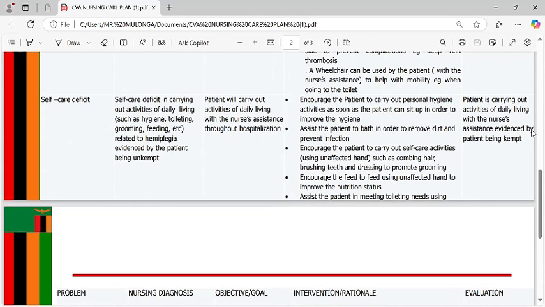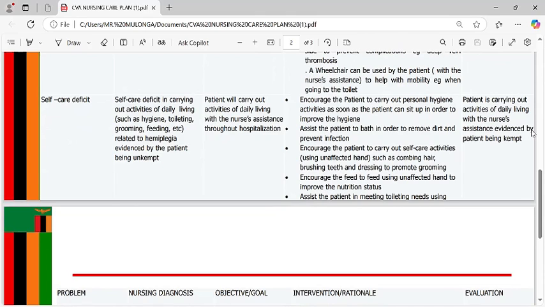Okay, so we go to the goal. Our goal is: patient will carry out activities of daily living with the nurse's assistance throughout hospitalization. Or we can put it to say, to improve self-care of the patient throughout hospitalization.